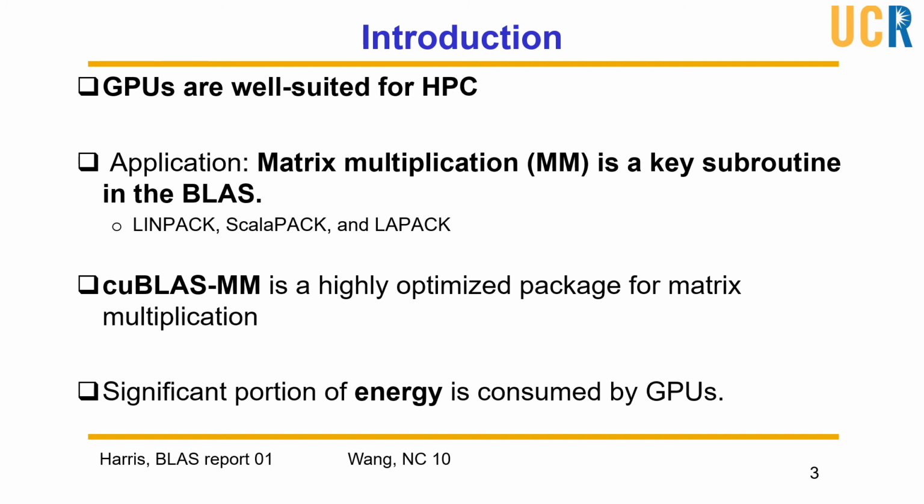For instance, MM-heavy applications such as HPL and ScaLAPACK involve a time-consuming task to deal with computation, which is more than 90% of the computation cost. And cuBLAS MM is a highly optimized CUDA package for matrix multiplication, which will be employed to do matrix multiplication. But given their high computational capabilities, the GPUs consume a significant portion of the total system power and energy.